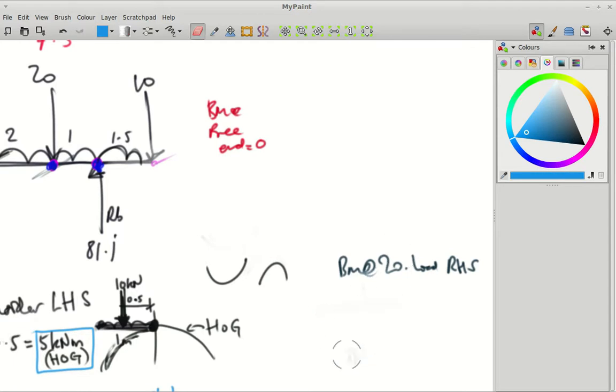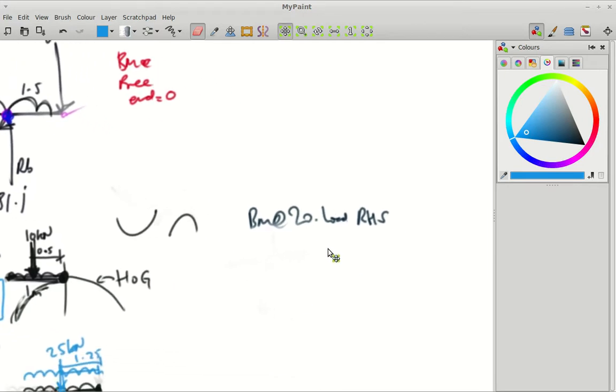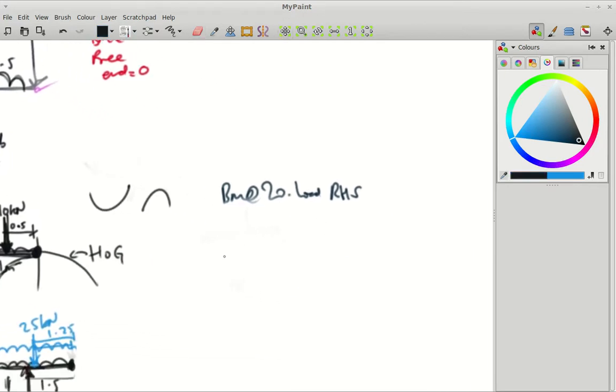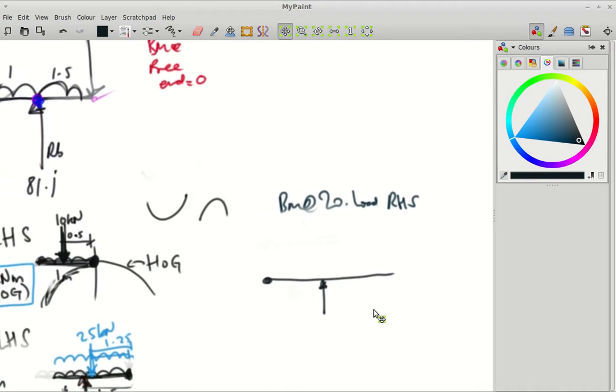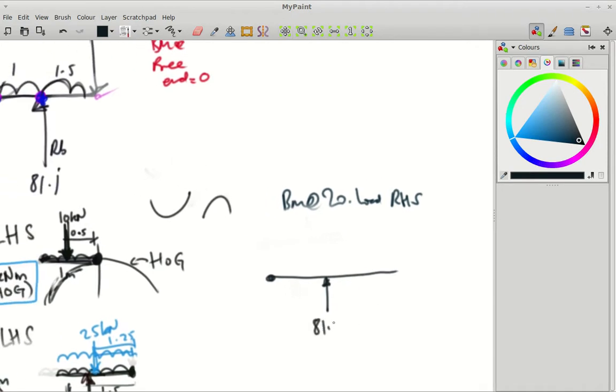I've run out of room here. Let's just make some room. We've got the pivot there. We've got RB coming up, 81.1 kilonewtons. We've got a UDL acting all the way across it, giving us an equivalent of 25. That's going to be 1.25 away. And then we've also got this 10 on the end. So there's three forces we're going to have to juggle here.